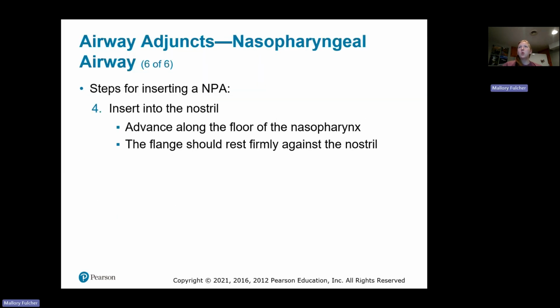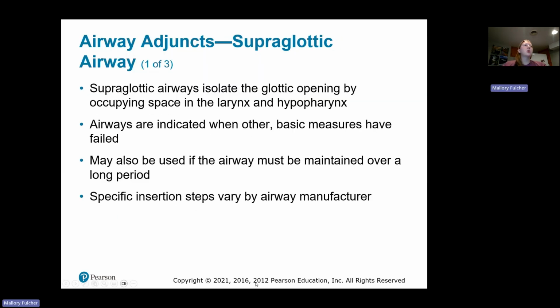So supraglottic airways are going to go a little bit farther in. The OPA and the NPA just go right behind the tongue, essentially. Supraglottic airways go a little bit deeper. They specifically go into the esophagus and isolate the trachea.